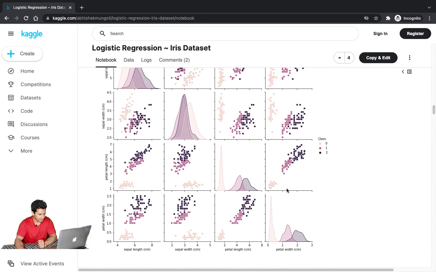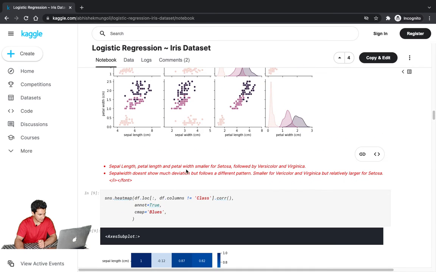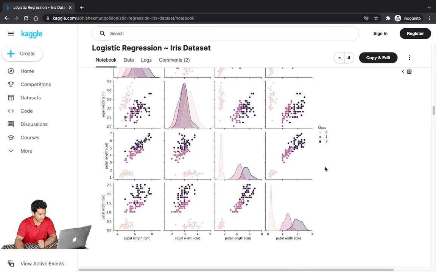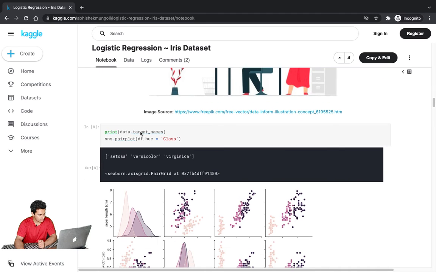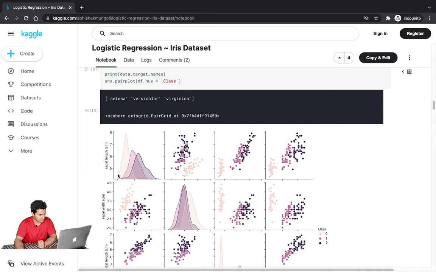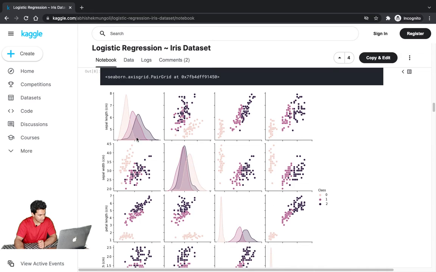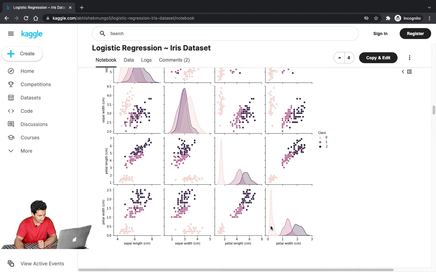So the thing that is pretty clear from here is that sepal length, petal length and petal width are smaller for Setosa, followed by Versicolor and Virginica. Let's look at that. The first distribution is for Setosa, the second is for Versicolor and the third is for Virginica. So we can see that the sepal length is smallest for Setosa, followed by Versicolor and Virginica. And we can also see that the sepal length is always smaller for Setosa, also the petal length is smaller, and also the petal width is smaller.